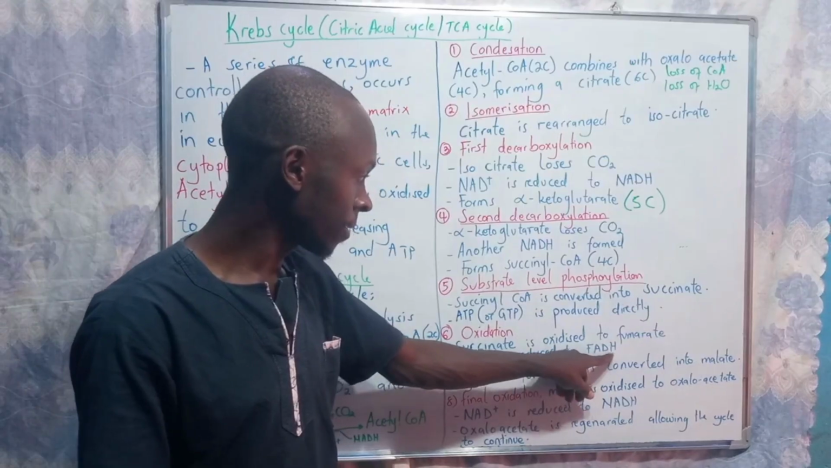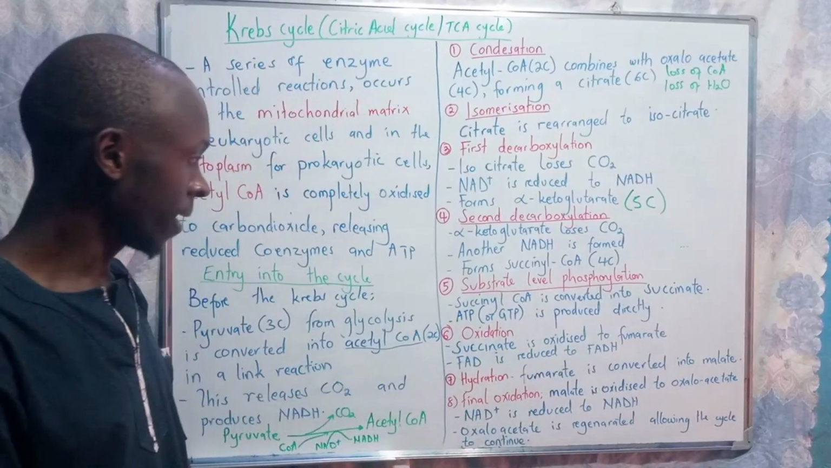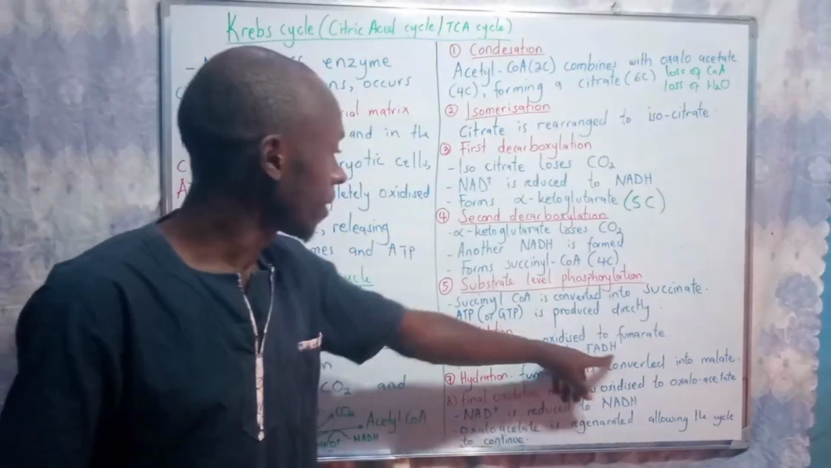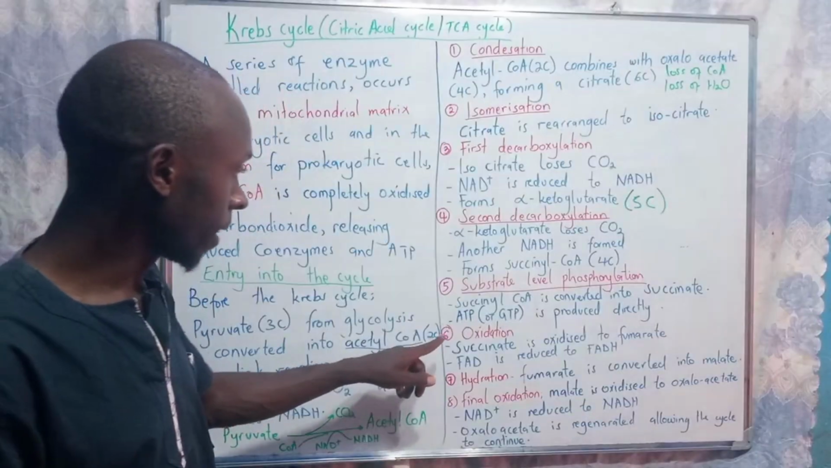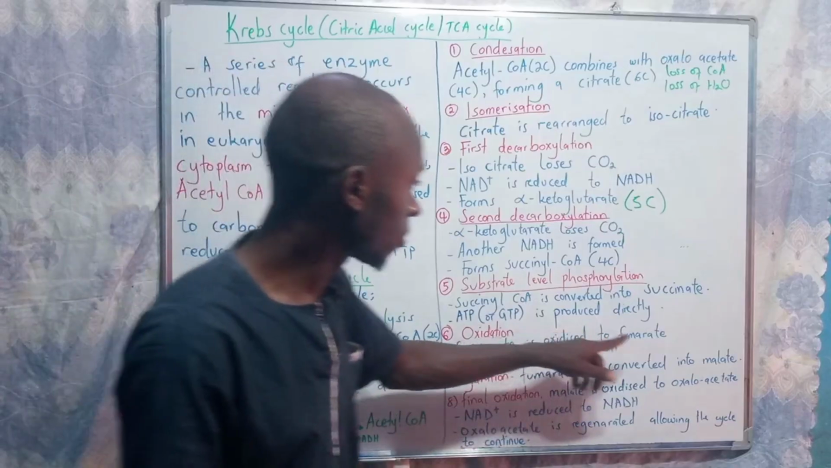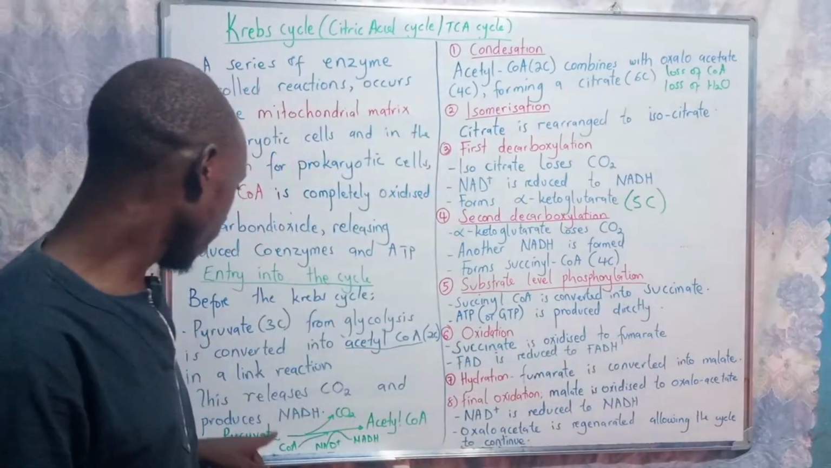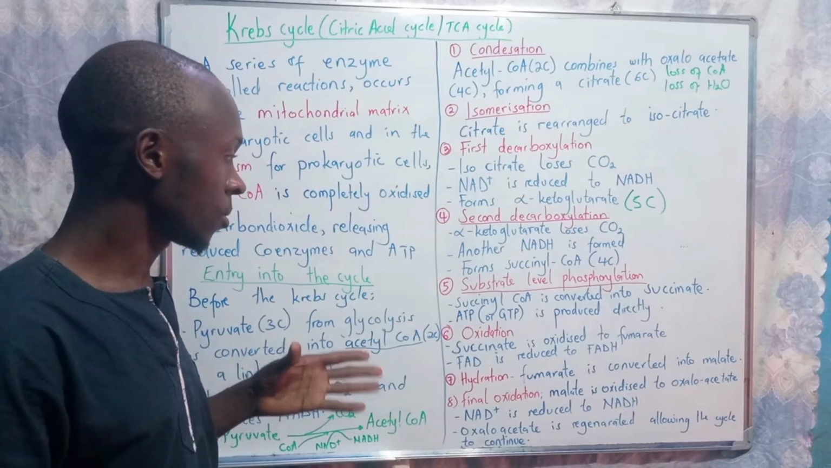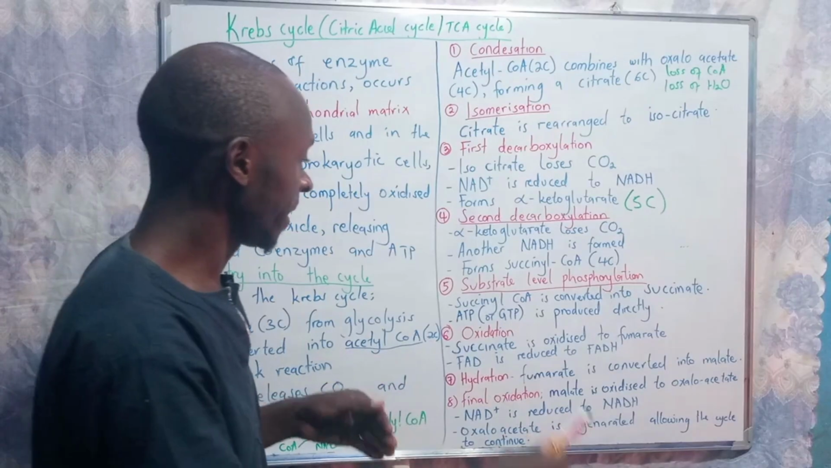FAD at that stage is used instead of the NAD. So we are having a reduced FAD formed here at that stage. Remember, as the oxidation is taking place, 2 succinate molecules are oxidized to form 2 fumarate molecules. Why? Because 2 pyruvate molecules were formed from glycolysis. So we are going to have each stage occurring twice.